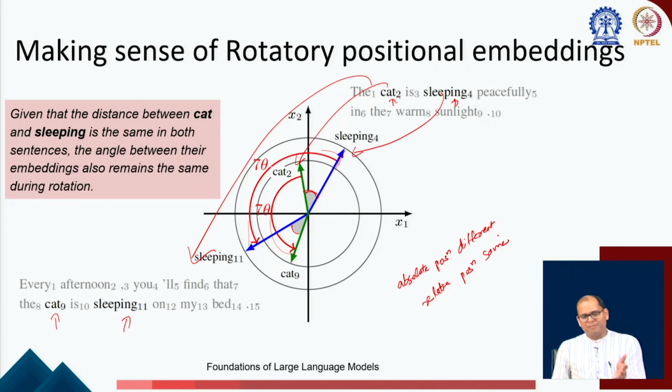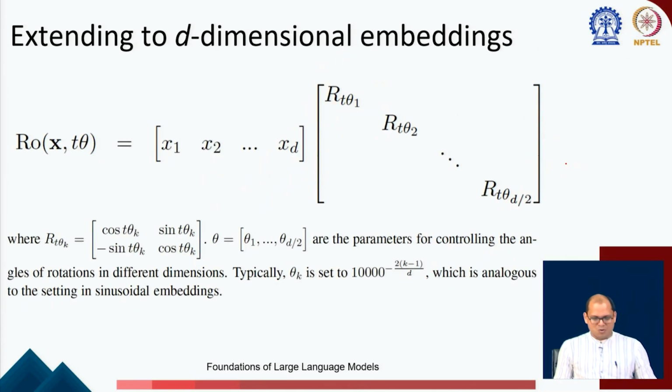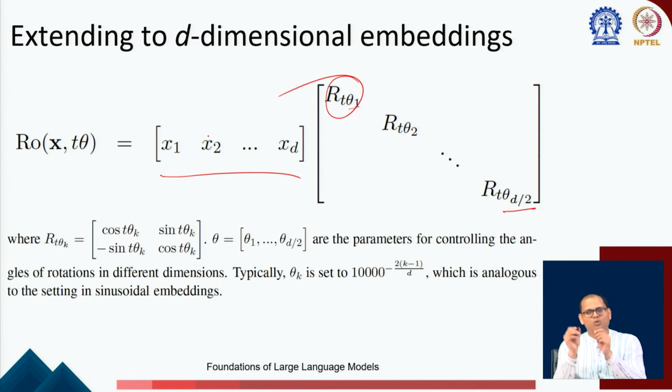Now, this is about 2 dimensions, but we have seen we will have some d dimension embedding, say 300 dimension or 500 dimension embedding. So, how do I extend it to any d dimension? The idea is very simple: for 2 dimensions you need one angle, so for every 2 dimensions you need another angle. If you have a 512 dimension embedding, you need 256 angles. So, I have a d dimension vector, I will have theta 1, theta 2, up to theta d by 2, so you need d by 2 angles, where each of these rotation matrices is a 2 cross 2 matrix.